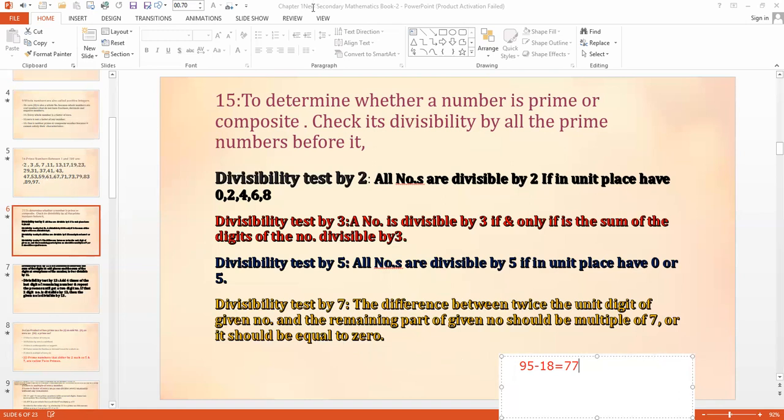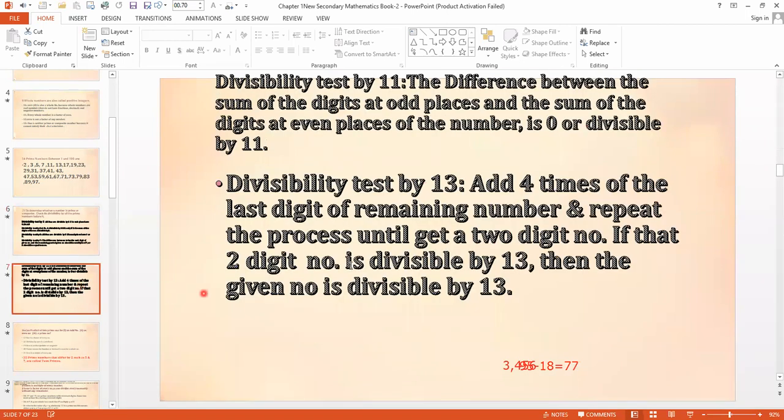Now we move towards the next test of divisibility. I think the divisibility tests related to numbers 2, 3, 5, and 7 are clear to all of you? Very good. Now we come to the next divisibility test, that is related to a number which is divisible by 11. They are saying the difference between the sum of digits at odd places and the sum of the digits at even places of the number is 0 or divisible by 11.